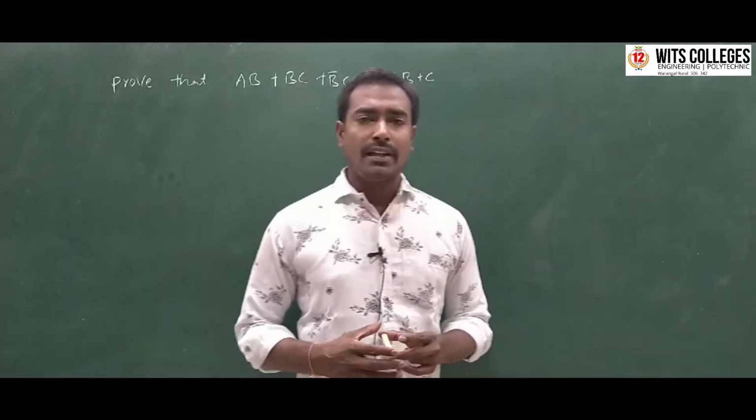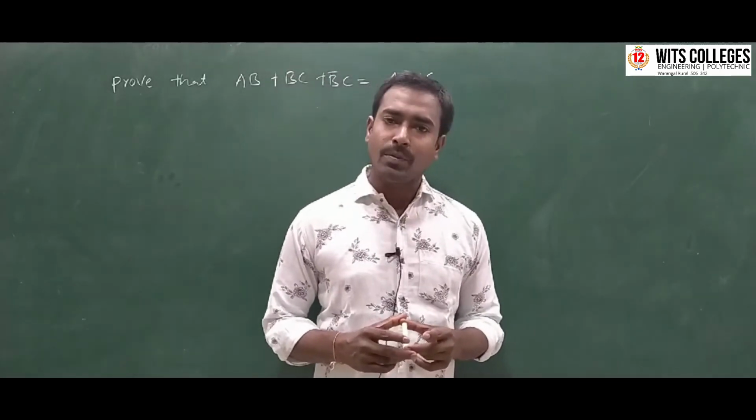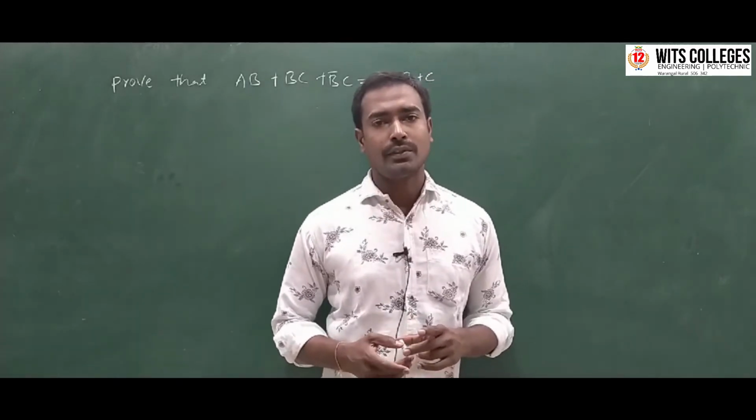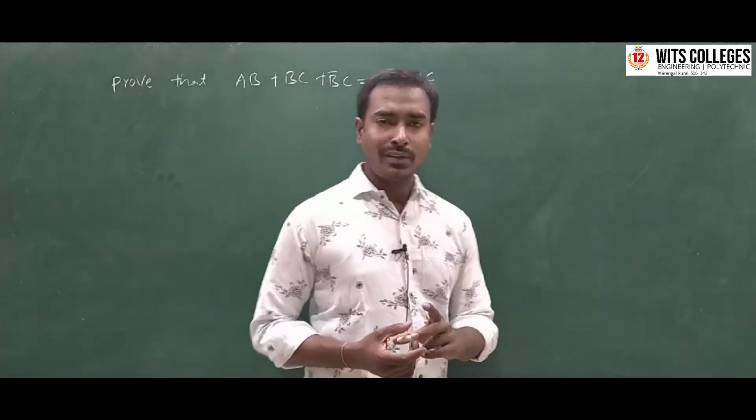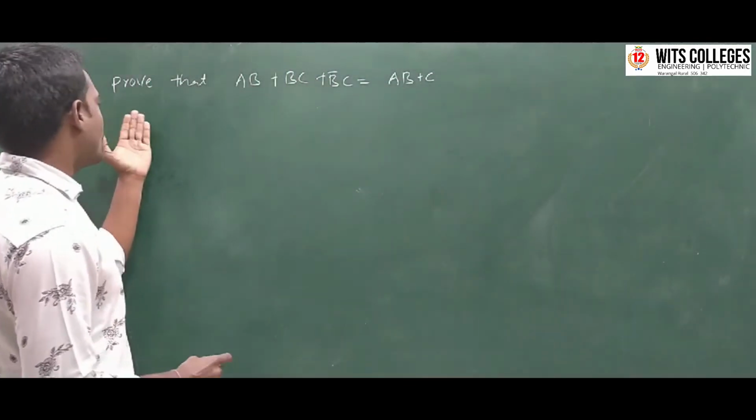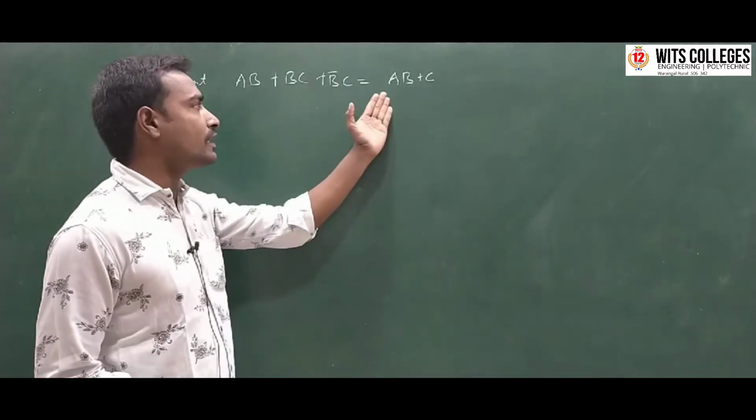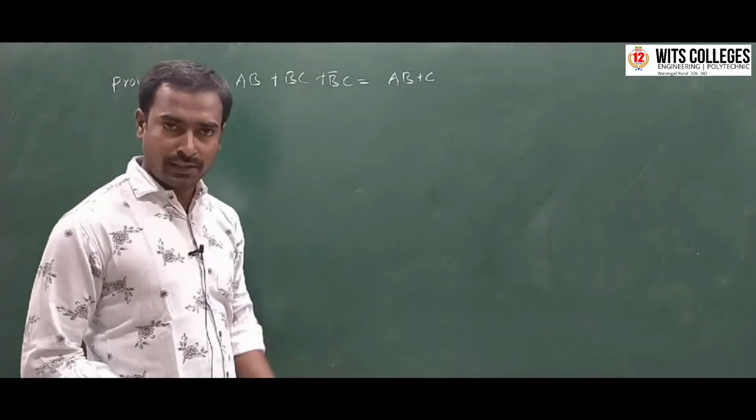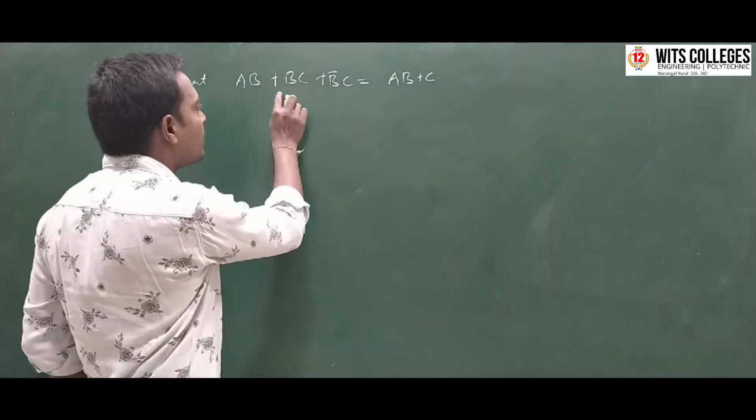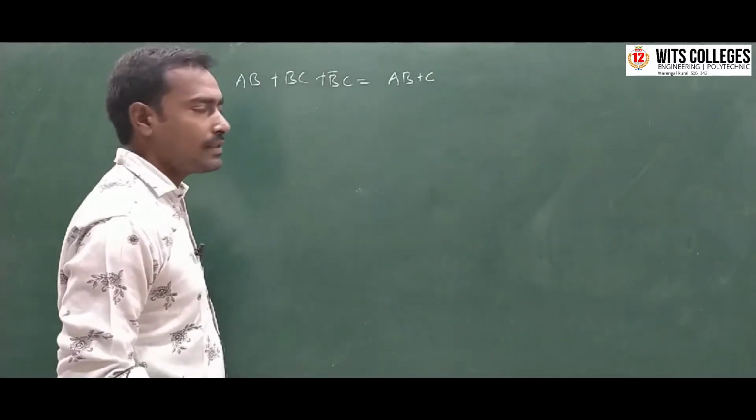In the previous class we discussed Boolean expressions and their simplification in the form of sum of products and product of sums. Coming to today's topic, here we have a problem on Boolean expressions. Prove that AB + BC + B̄C is equal to AB + C. So we have to prove that AB + BC + B̄C is equal to AB + C.